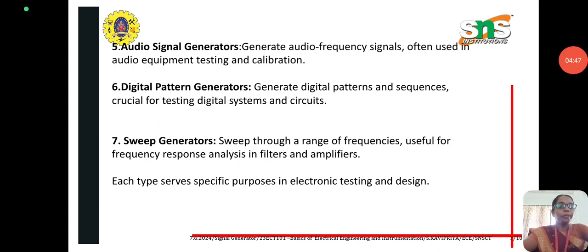And seventh type is a sweep generator. A sweep generator sweeps through a range of frequencies. It is useful for frequency response analysis in filters and amplifiers. So each and every type of signal generator serves specific purposes in electronic testing and design.